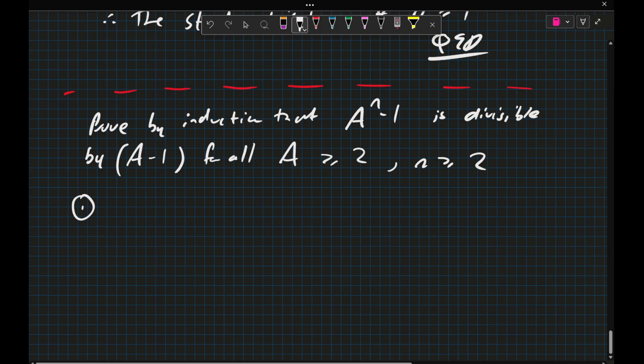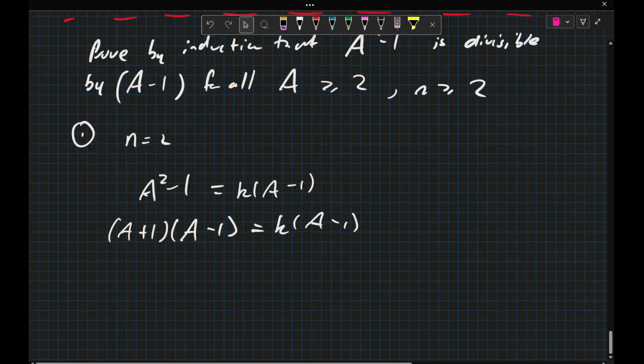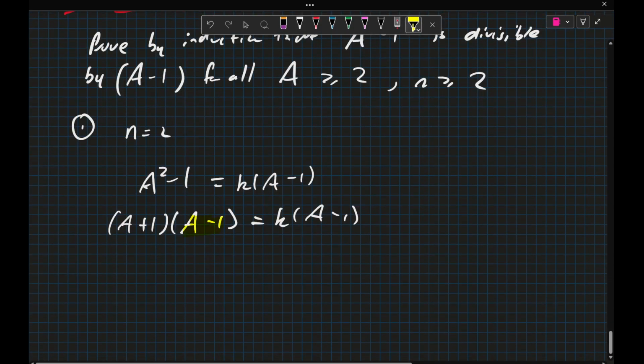obviously we want the base case, so n greater than or equal to 2, so we'll say n equals 2. So we want a squared minus 1 to equal some multiple of a minus 1. Now if we do a little bit of work here, a squared minus 1 is a plus 1 times a minus 1, which is k times a minus 1. So since both of them share this common factor of a minus 1, therefore true for n equals 2.